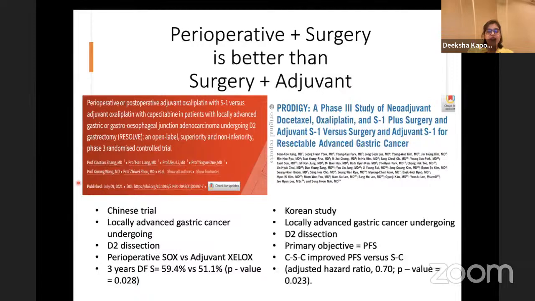The East, Chinese, Koreans, Japanese, they are high proponents of doing a radical lymphadenectomy and therefore saying that they don't require preoperative therapy. But these two studies were large-scale studies with a large sample size, which again went ahead and said that chemo, surgery, chemo, improved progression-free survival versus surgery plus chemo alone.